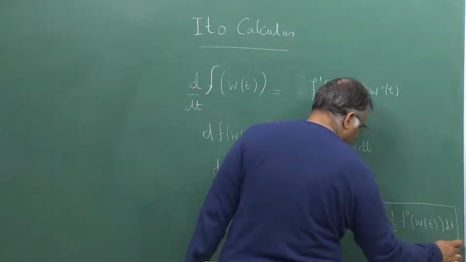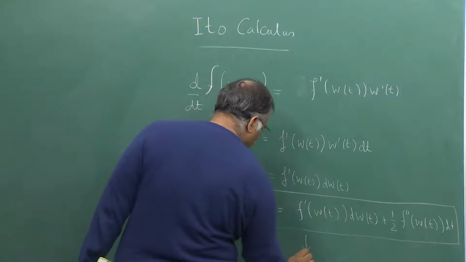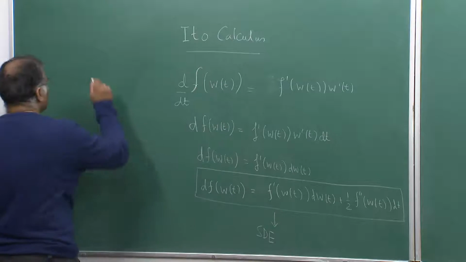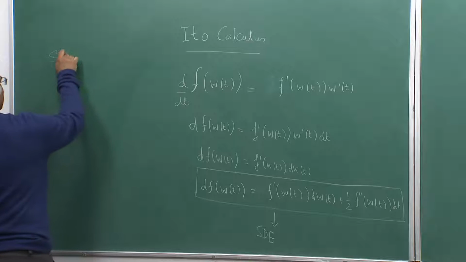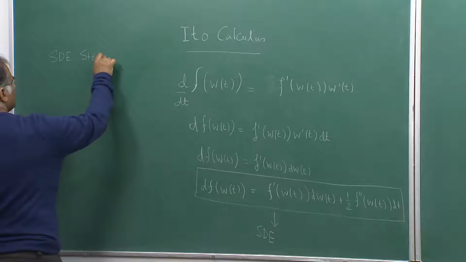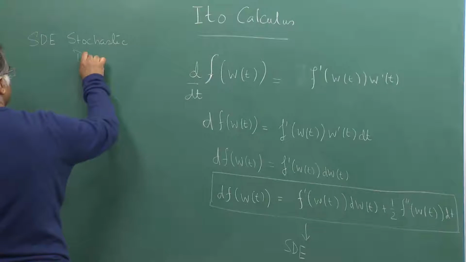This equation is often called a stochastic differential equation, or SDE. So I will write down what is the full form of SDE. It is called the stochastic differential equation.